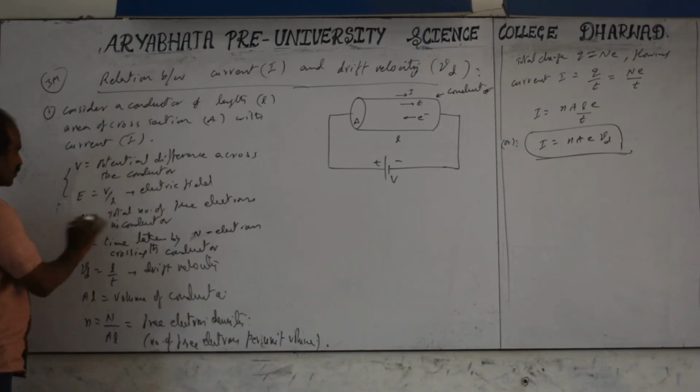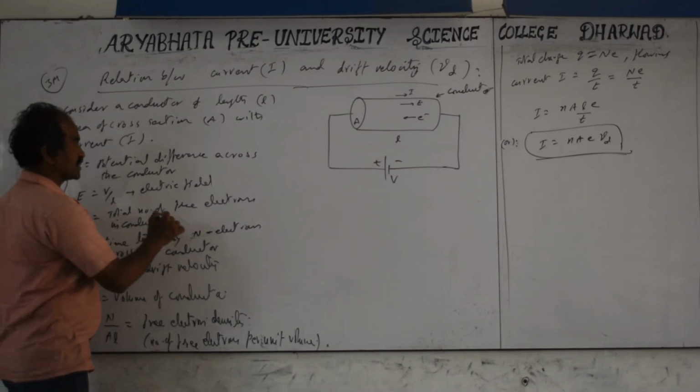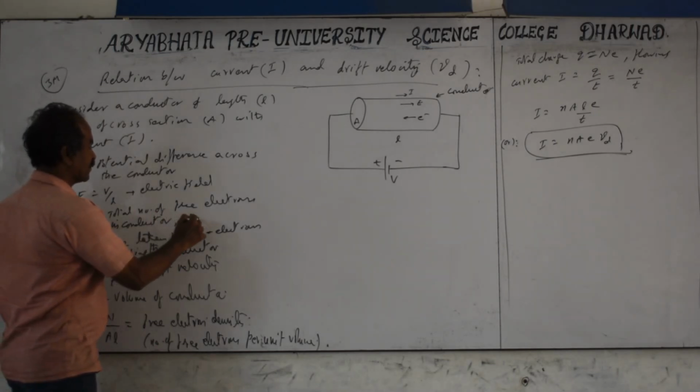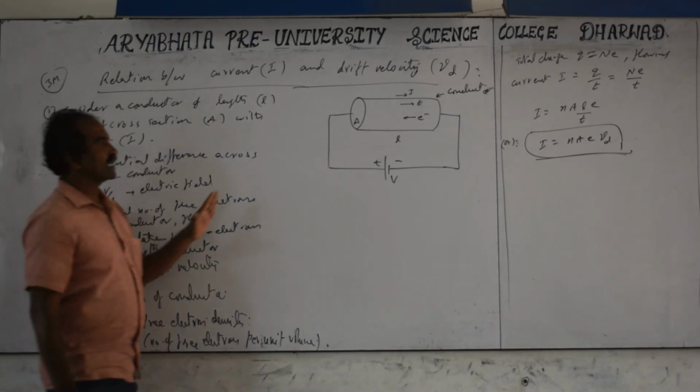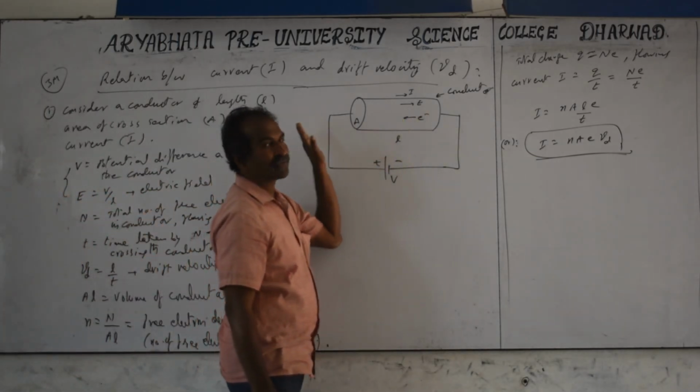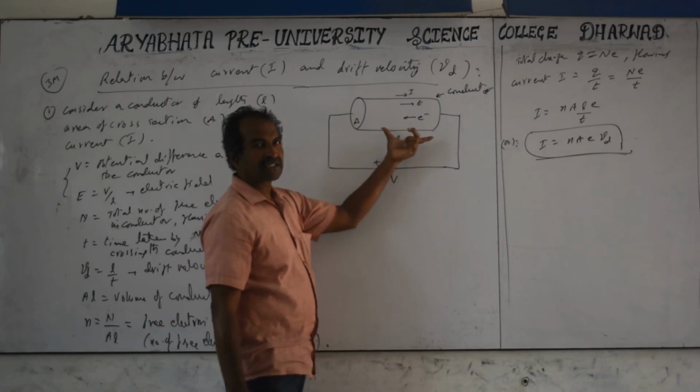If you write it, N is the total number of electrons in the conductor. These are producing the current for us. They are flowing in time t, which we mentioned here. That means N number of electrons are passing in the time t across this conductor of length L.